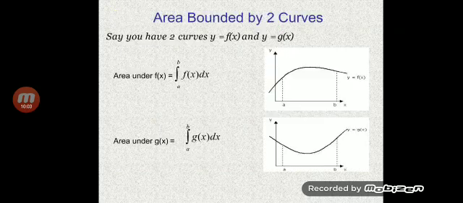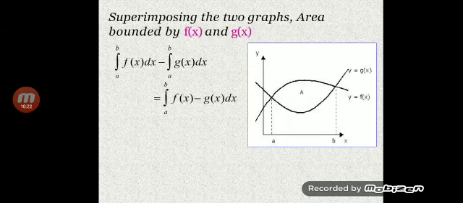Okay, now let's consider one more. We will discuss the concept of area bounded by two curves. If you see two curves y is equal to f of x and g of x, if you draw these curves, that is two curves, area under f of x, area under g of x, a to b, we have considered. Okay, if you combine these two, the area bounded by f of x and g of x is nothing but the integral over a to b of f of x minus g of x dx, combining these two areas. Okay, this is the area between the two curves.